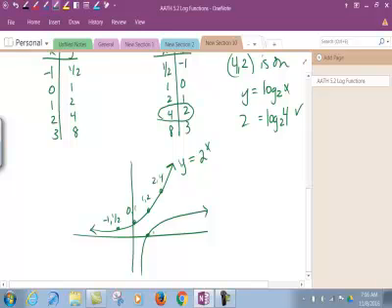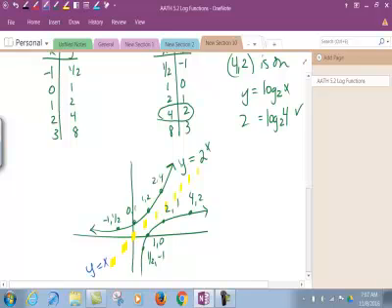Instead of (0, 1), we have (1, 0). Instead of (-1, 1/2), we have (1/2, -1). (1, 2) becomes (2, 1), and (2, 4) becomes (4, 2). Then if we draw that 45-degree line, the line y equals x, we can see that for log and exponent functions, the same is true: the log function and the exponent function are truly inverses of each other.